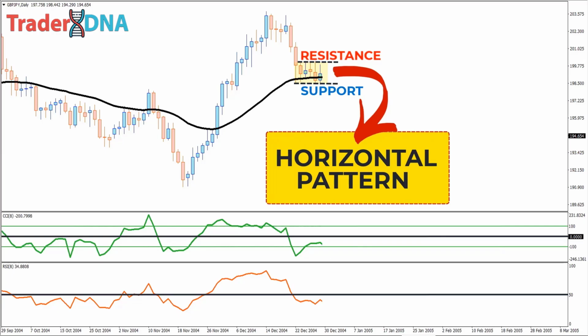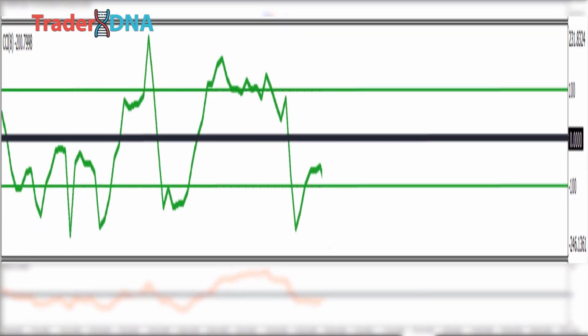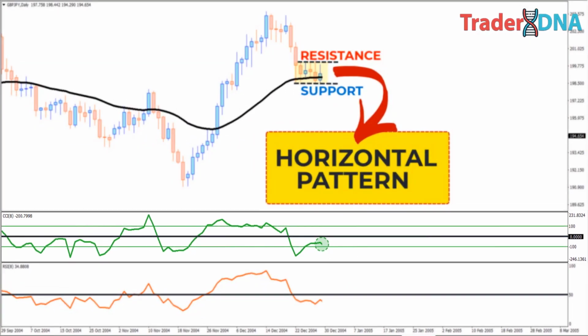Now let's turn our attention to the CCI, Commodity Channel Index indicator. In the CCI window on this chart, the CCI line is positioned below the 0 level.